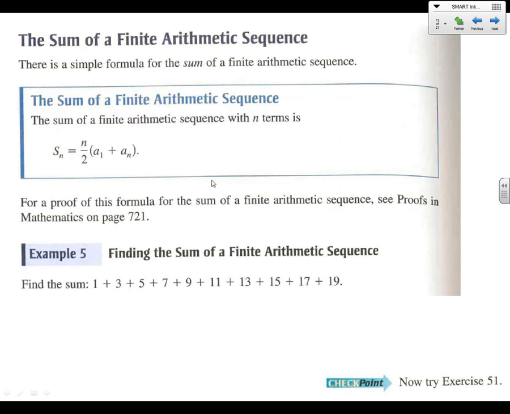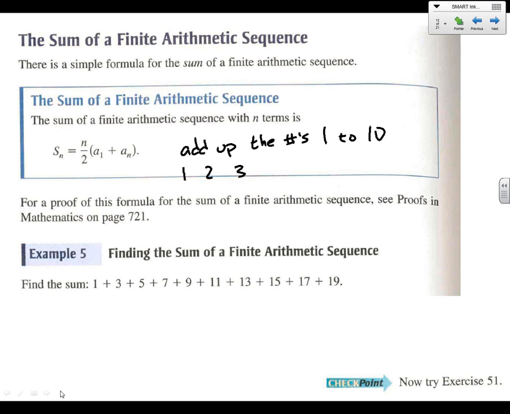Okay, so now what if we want to do sums? What if we want to add them all together? Well, we have a nice little formula here: n over 2, times the first number plus the last number. What this comes from is a nice example here. I want to use this example real quick. I want to add up the numbers 1 to 10. I'm going to write that as a list.